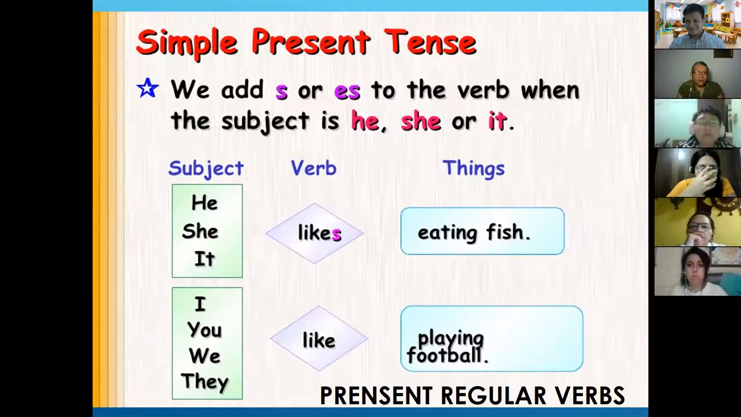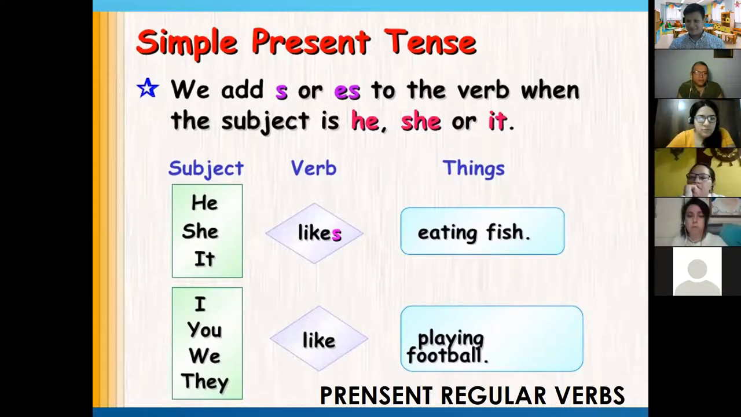Se usa S casi, digámoslo así, para todos los verbos. En el dado caso que el verbo termine en una consonante con una Y a la par, entonces se sustituye la Y y se coloca la I latina más ES. Y si el verbo termina en S, Z, X, CH se le agrega ES. Y están las excepciones del do y del go, que es does y goes, que es ES al final. Ok, very good. Amazing, Carla. Good job. Applause for you, right? Very good. I like it.